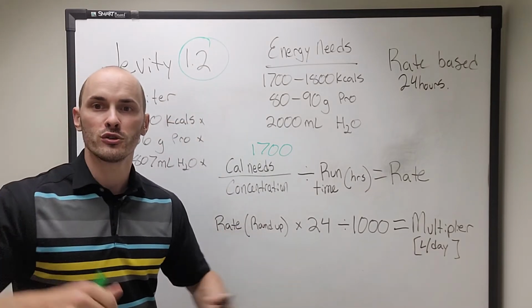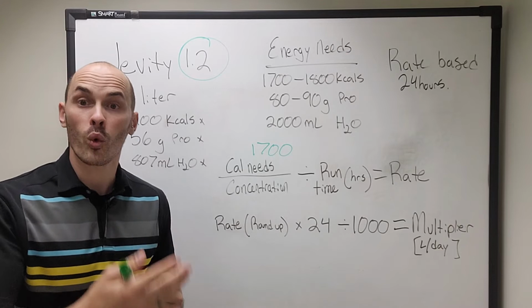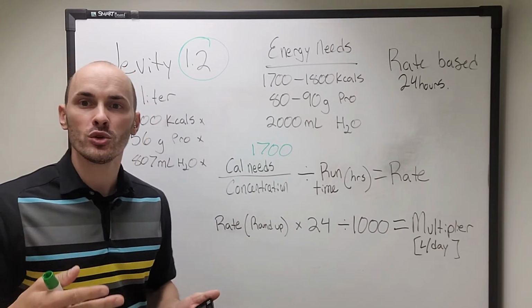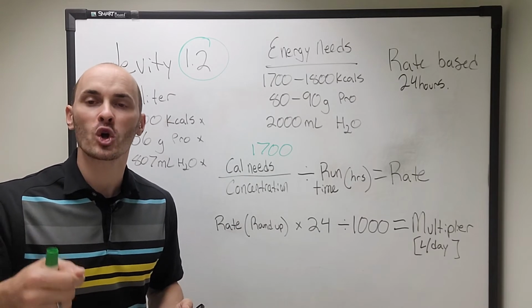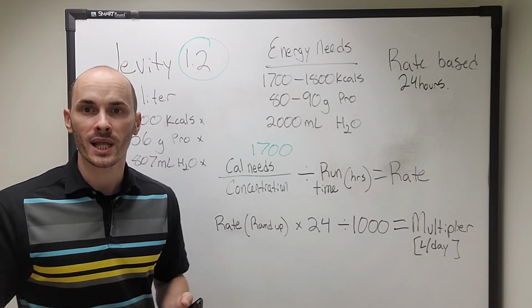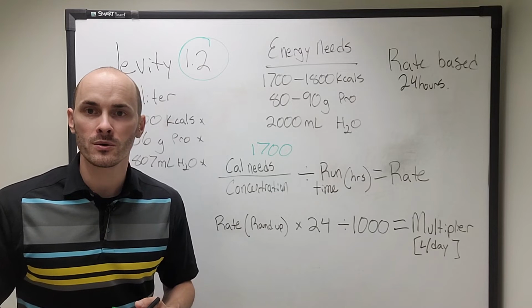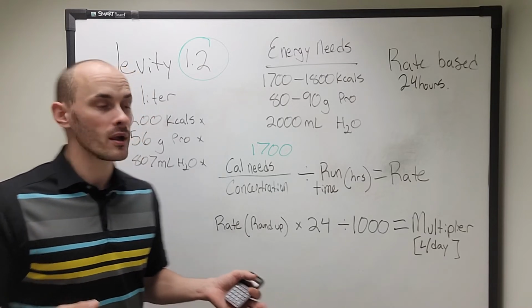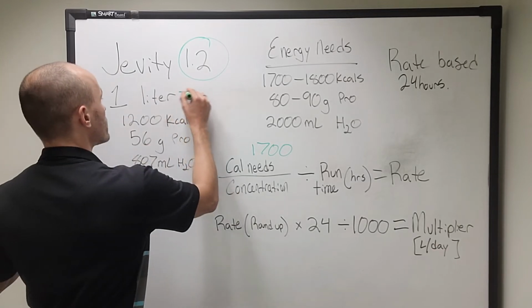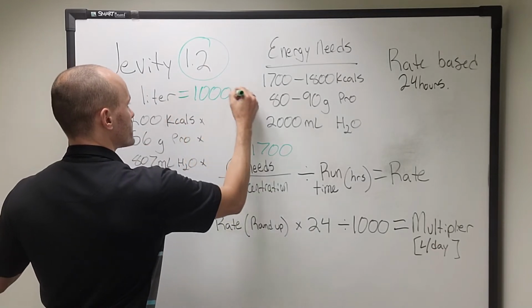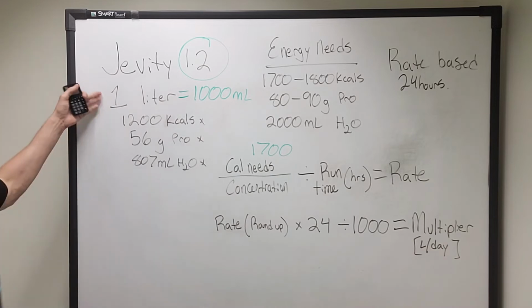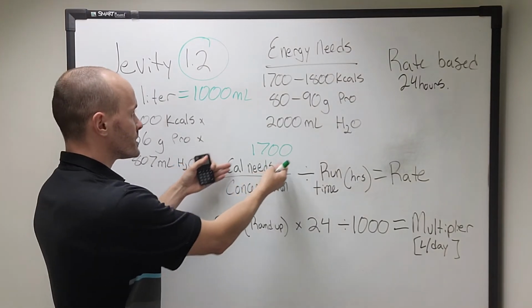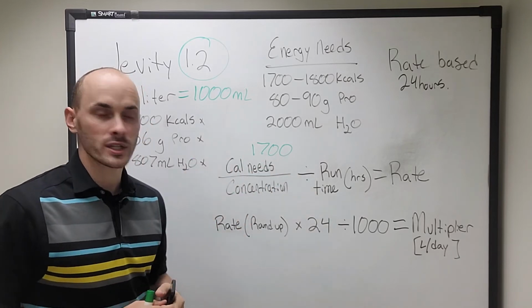That number that you see at a formulary, whether it's a 1, 1.2, or 1.5, that's going to let you know how many calories per milliliter that formula has. So Jevity 1.2 has 1.2 calories per milliliter. And remember, 1 liter is 1,000 milliliters. So a 1 liter bottle of Jevity has 1,200 calories.